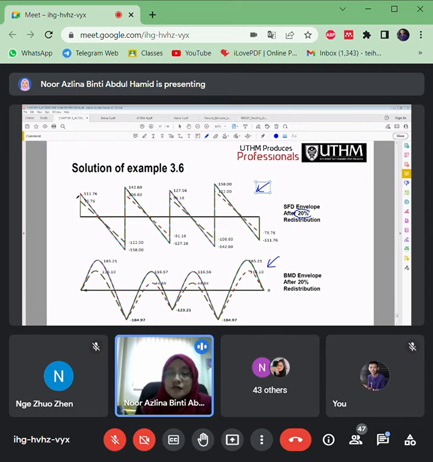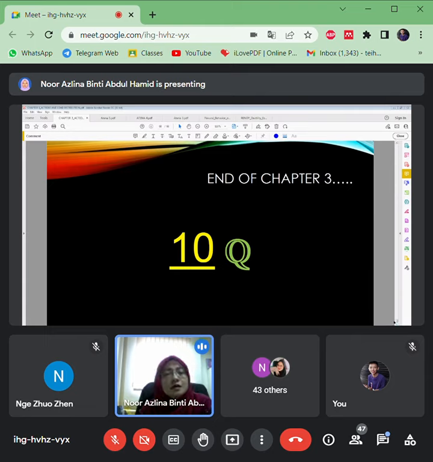What was the original SFD plot? What was the bending moment plot? Earlier we got 231 here. Once you reduce at the support, the rest will also follow. So that's it. That's the end of this chapter 3.